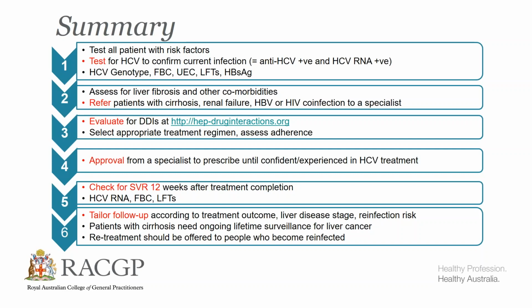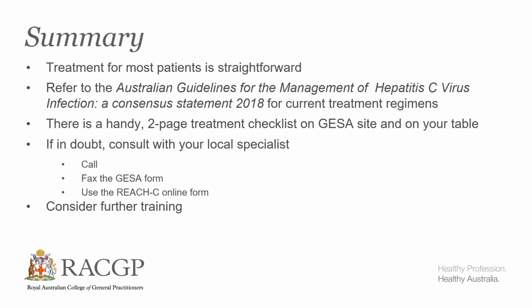So patients with cirrhosis need ongoing lifetime surveillance for liver cancer, and retreatment should be offered to people who become reinfected. In summary, treatment for most patients is straightforward. It's becoming more straightforward all the time. Refer to the Australian Guidelines for the Management of Hepatitis C Virus Infection, a consensus statement 2018, for current treatment regimes. It's an easy read and it's very clear.